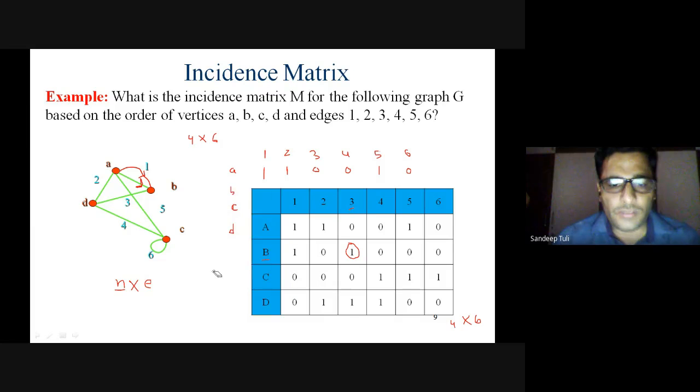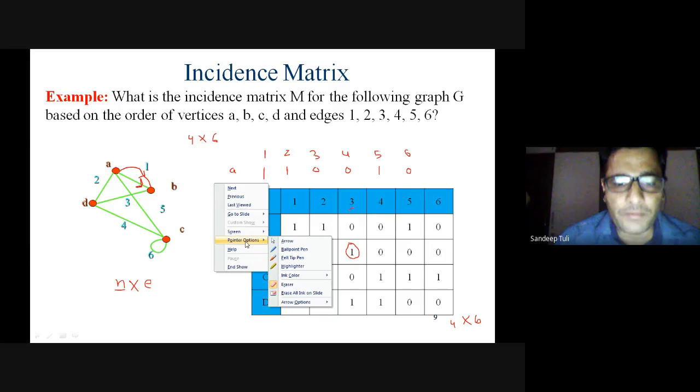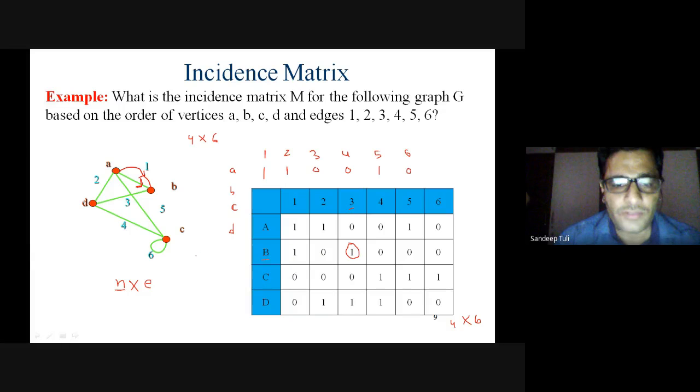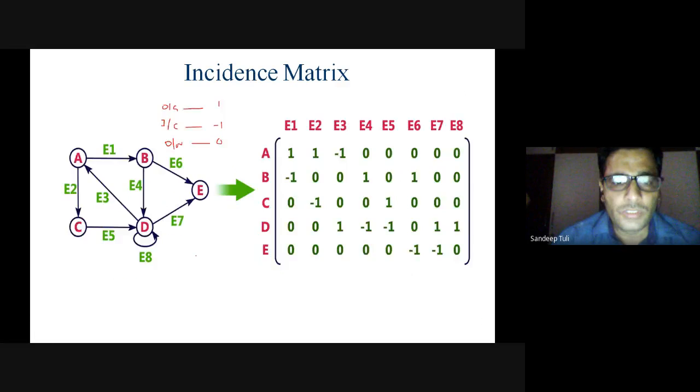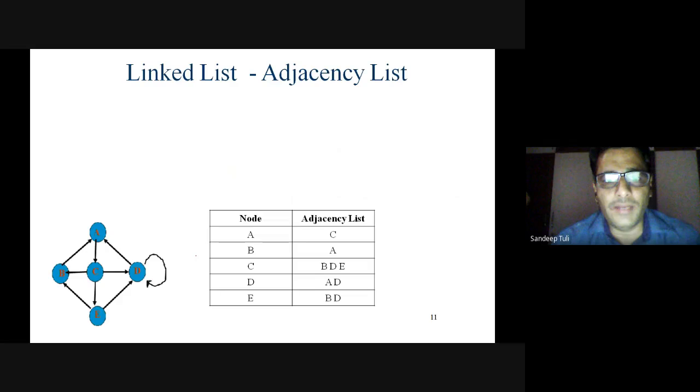So this is the simple static representation we can say for a graph. We have learned two representations. One is the adjacency matrix, that is the relationship between the vertices only, and that's why it is an n cross n matrix. And the second one was the incidence matrix, that is the relationship between vertices and edges, and that is why it was of order n cross e. Now we will learn about the linked representation in the next class. Is it okay? Till then, any doubt you can ask.